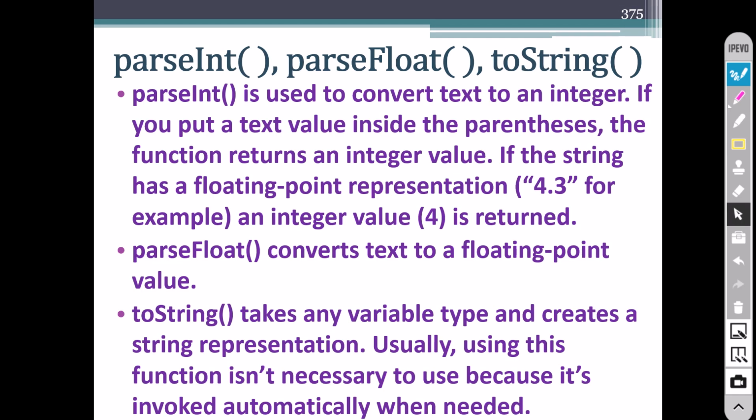So parse int, parse float, and toString. Parse int is used to convert text to an integer. If you put a text value inside the parentheses, the function returns an integer value. If the string has a floating point, then we use parse float. ToString takes any variable type and creates a string representation.